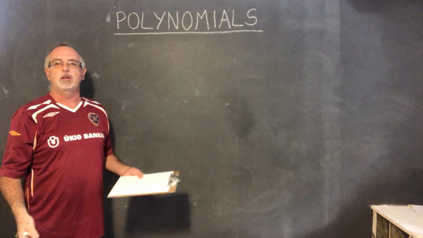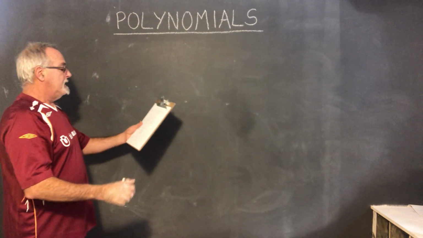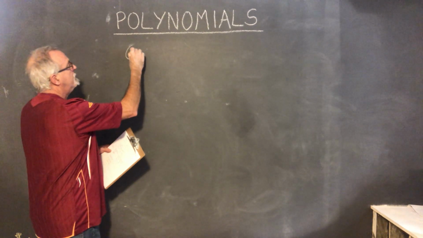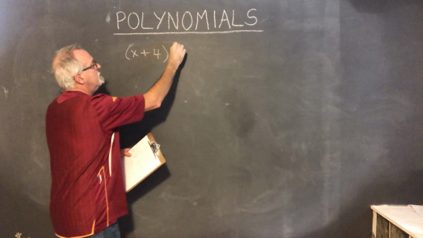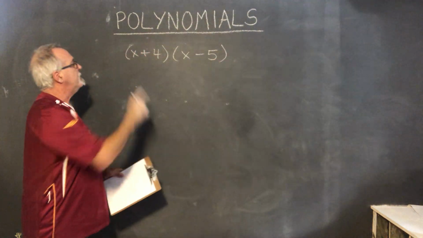There were no minus signs in there. So let's do the what if. What if there are some minus signs involved? So what if we have x plus 4 times x minus 5? FOIL, first times first.